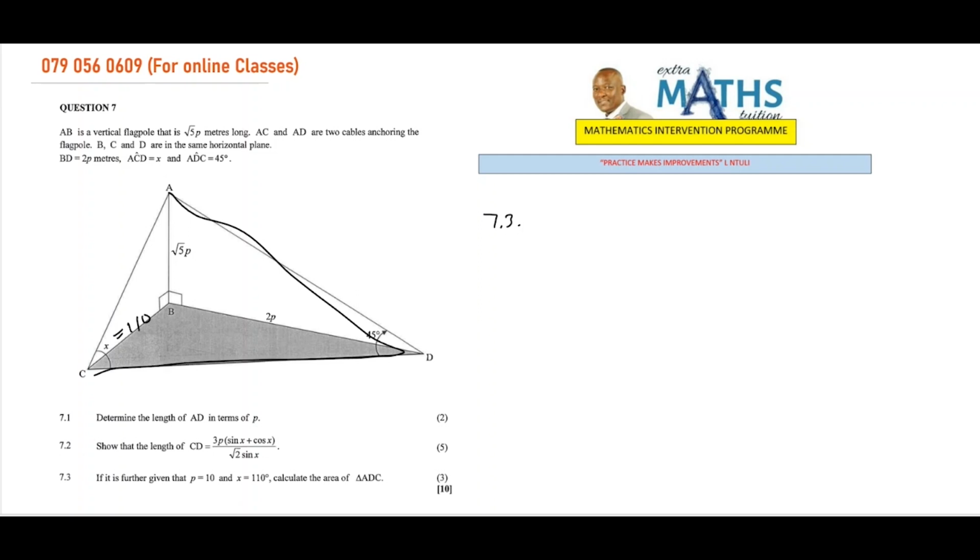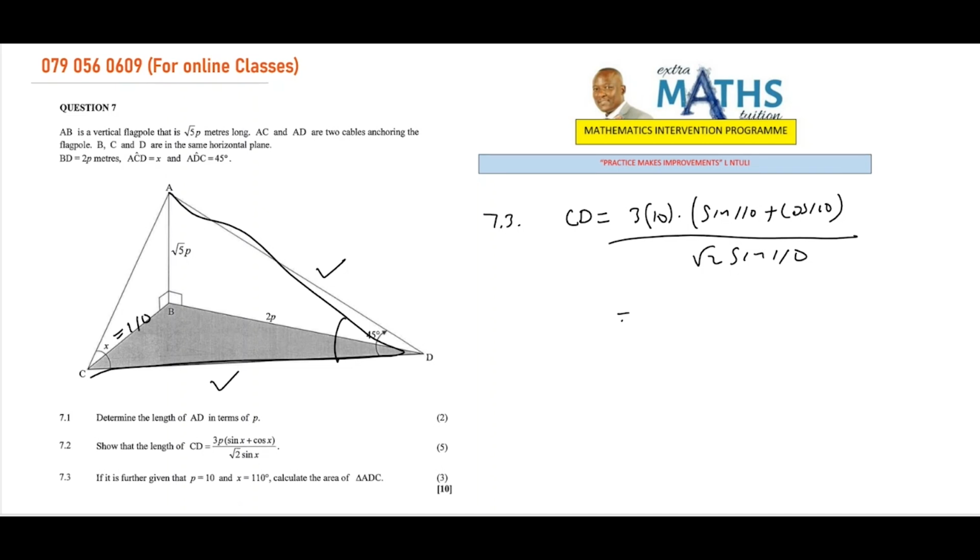A, B, C. Okay, it means that is my side, that is my angle, and that is my other side. Remember that I have the value of AD in terms of p. It means I need to find the value of CD first. 3 instead of p, I'll put 10, sine, instead of x, I'll put 110, all over root 2 sine 110.